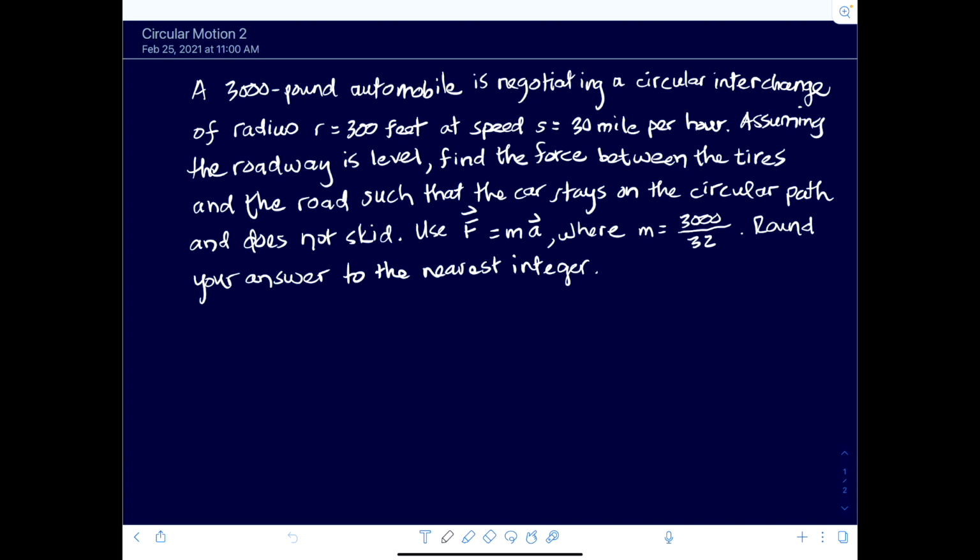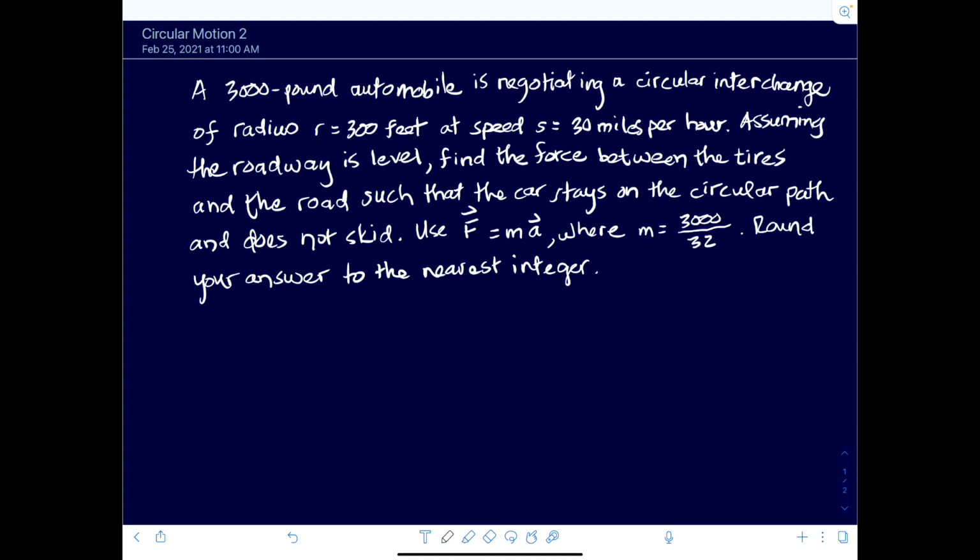Today we'll be looking at a specific example relating to circular motion. We'll look at a 3,000-pound automobile negotiating a circular interchange of radius r equals 300 feet at a speed of s equals 30 miles per hour. Assuming the roadway is level, find the force between the tires and the road such that the car stays on the circular path and does not skid. Use the force vector equal to m times the acceleration vector a, where m equals 3,000 divided by 32. Round the answer to the nearest integer.